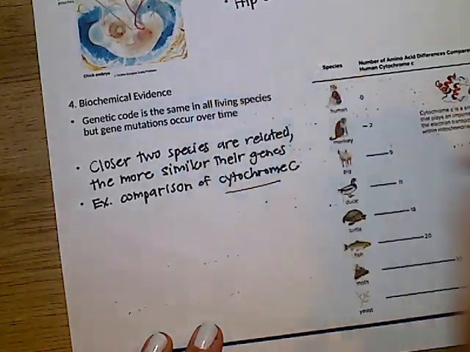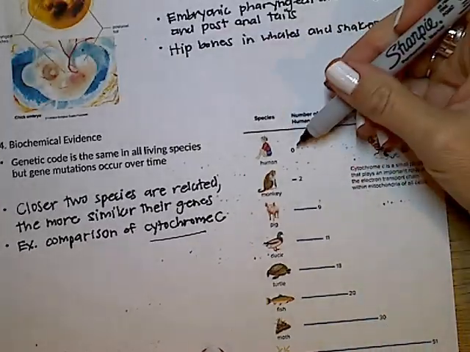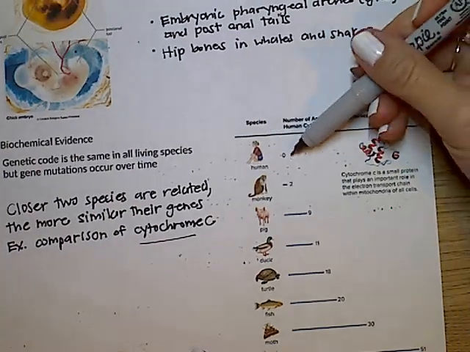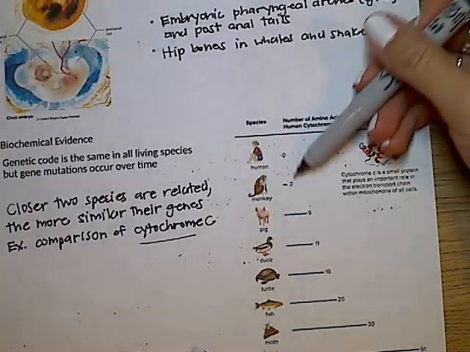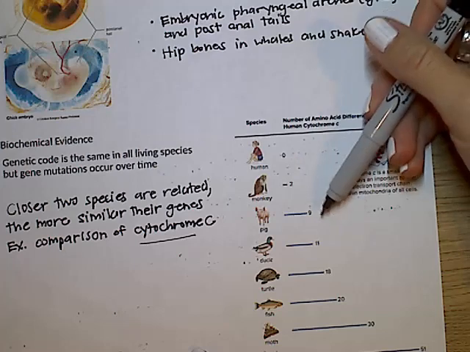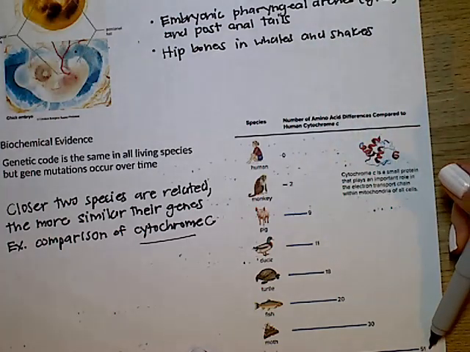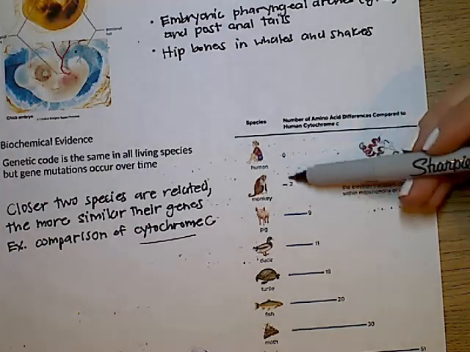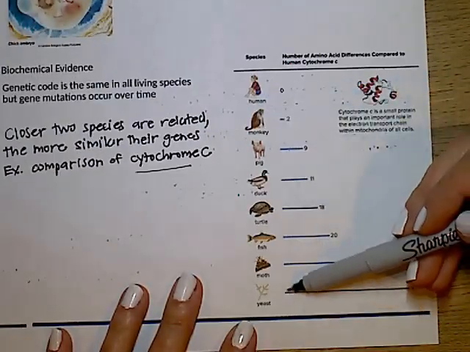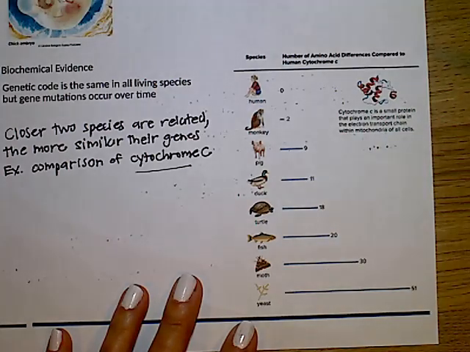They're just looking at a specific gene. So if we're comparing humans to humans, obviously there would be 0 differences. Humans to monkeys, about 2. Pigs is 9. And you can see as we get to something like yeast, it gets higher and higher. So the further down this list we go, the more distantly related we are.